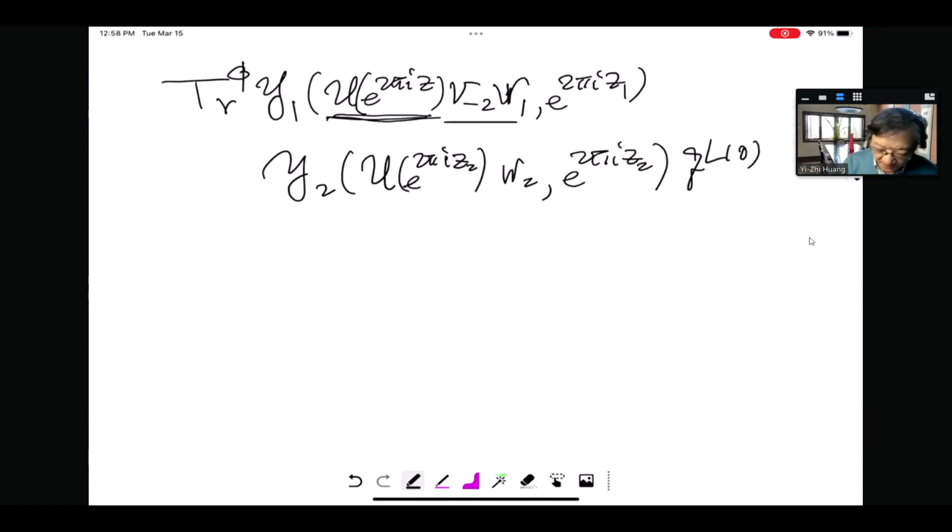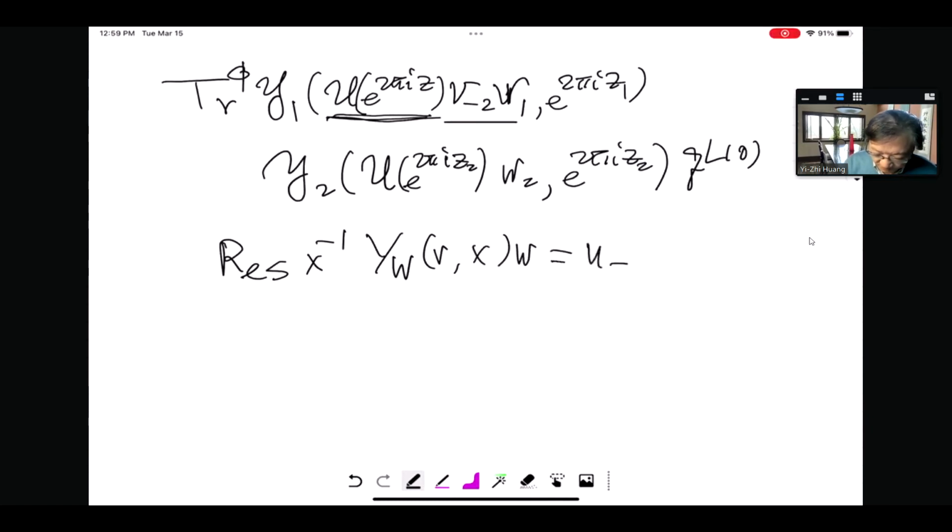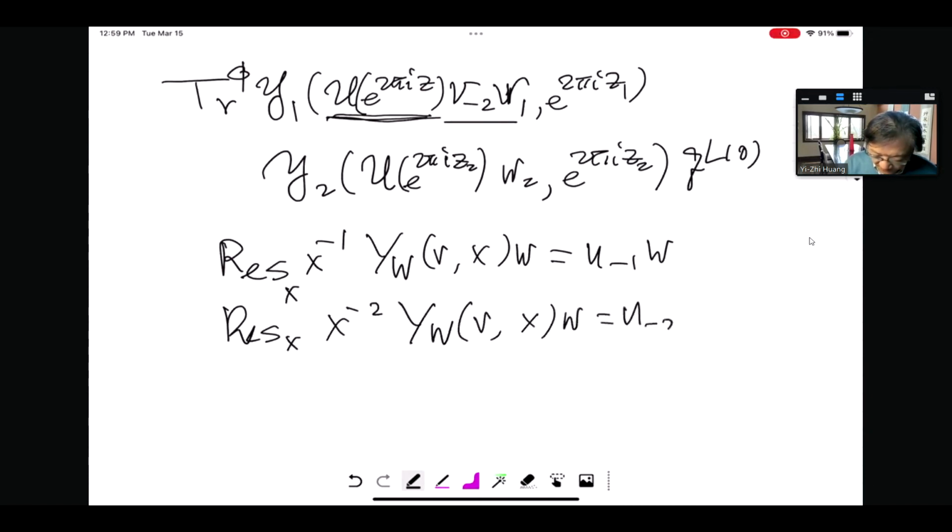Basically, just to recall, the residue X minus 1 YW V XW, this is what we denote as the U minus 1 W. And then the X minus 2 YW, U minus 2 W. So see that here, this is a rational function with a pole at x equal to 0, whose order is 1.